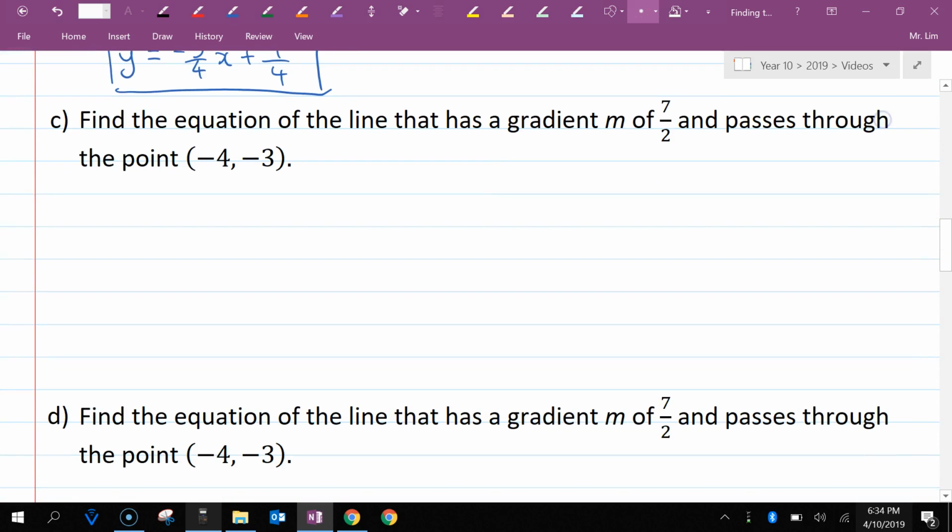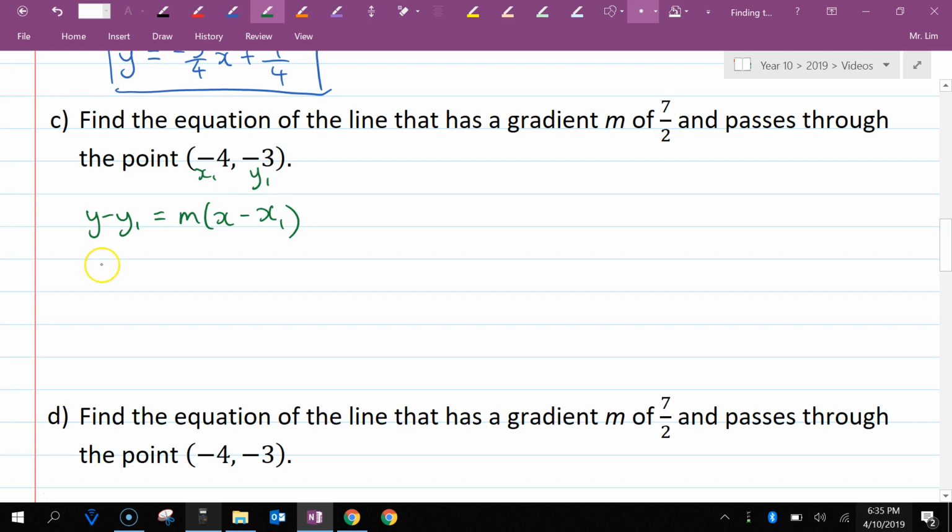Have a go with question C yourselves. Pause the video, and when you're done, you can continue playing the video to check your answer. Okay, so we're going to go through this question. We've got y minus y1 is equal to m brackets x minus x1. I'm going to label this x1, y1.